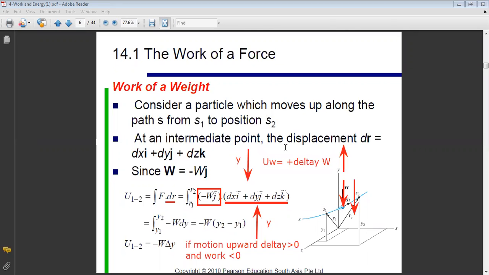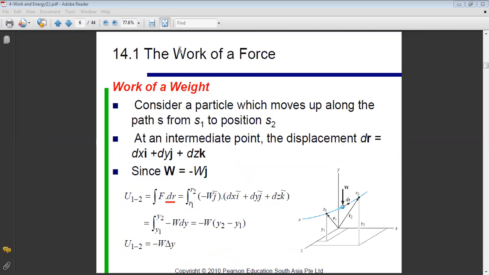Any question until here? So this formula, you can directly apply it. Whenever you have a weight, you can directly say the work of the weight is minus W delta Y when working with Y upward.